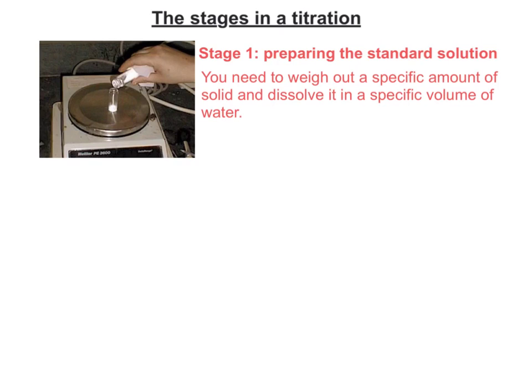So the first stage in your titration, if you're doing it from scratch, is to prepare your standard solution. To prepare any solution of a known concentration, you have to weigh out an exact amount of solid. What we do is we use a weighing bottle of some kind, like you can see in the picture, and we pour a set amount of solid into there, and we need to make sure that the amount that we put in there is as accurate as possible.